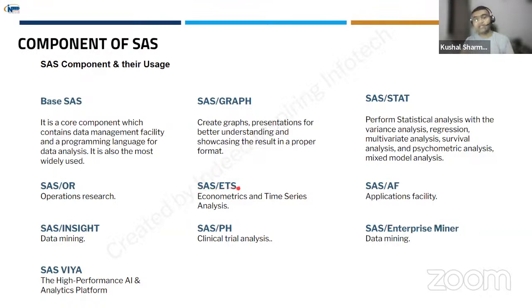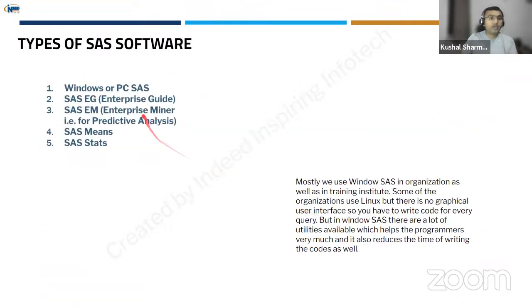Then we have SAS ETS, which is for econometrics and time series analysis. Then SAS PH, which is used for clinical trial analysis. Then we have SAS STAT to perform statistical analysis like variance analysis, regression, multivariate analysis, survival analysis, psychometric analysis, and mixed model analysis. Then we have SAS AF, which is for applications facility, and SAS Enterprise Miner, which is for data mining. So there are different types of SAS software.